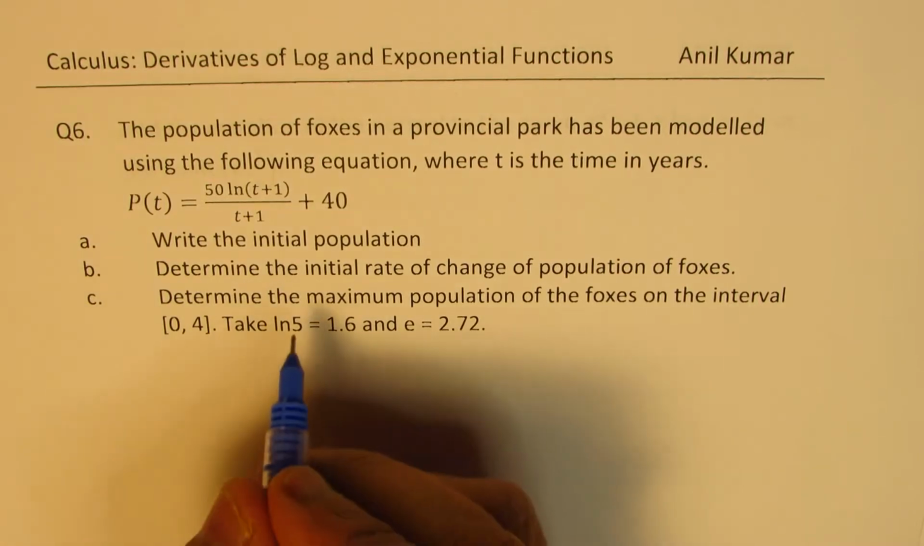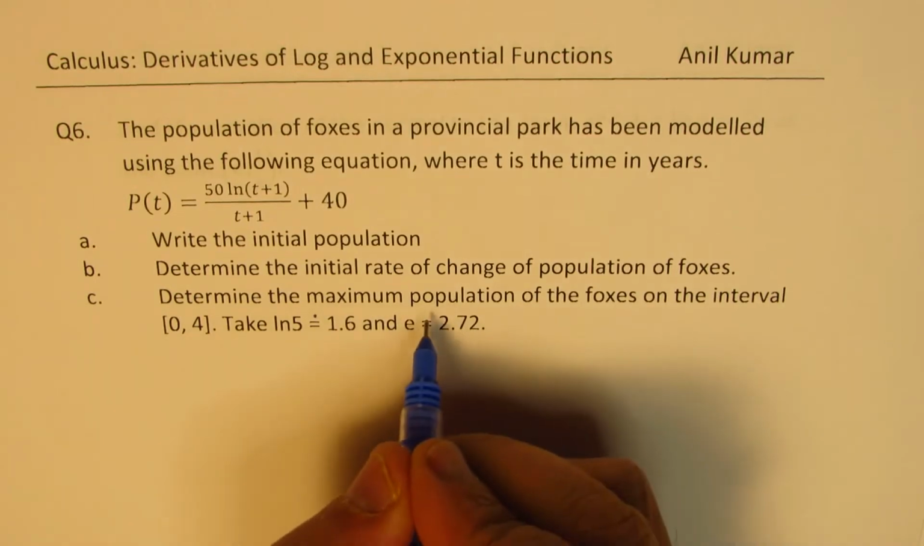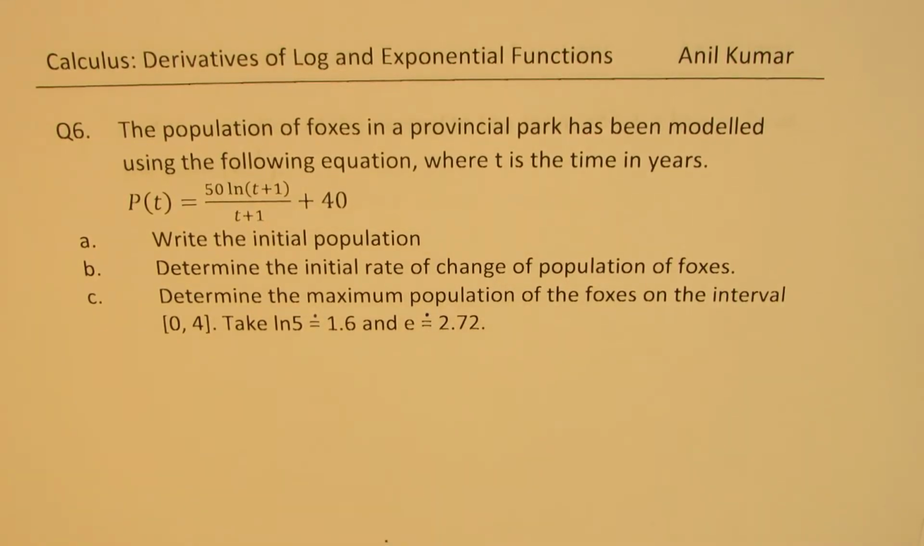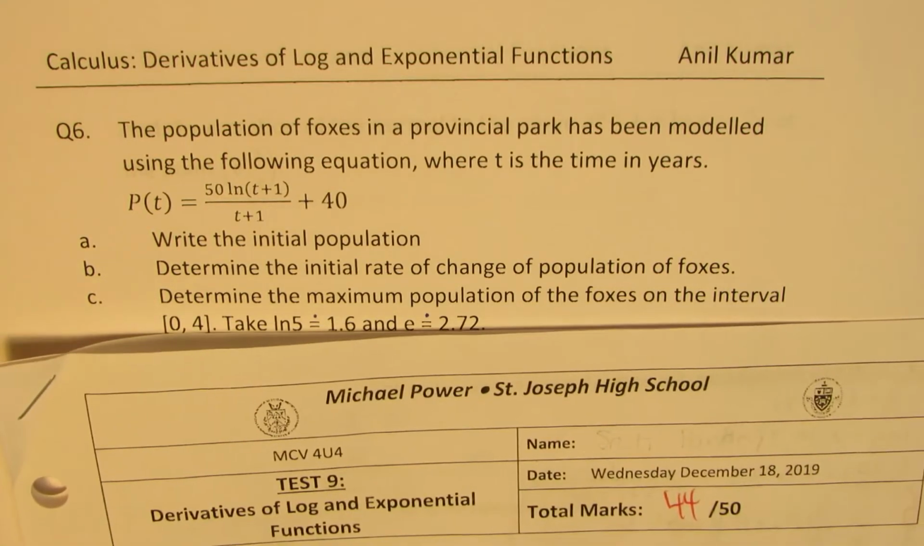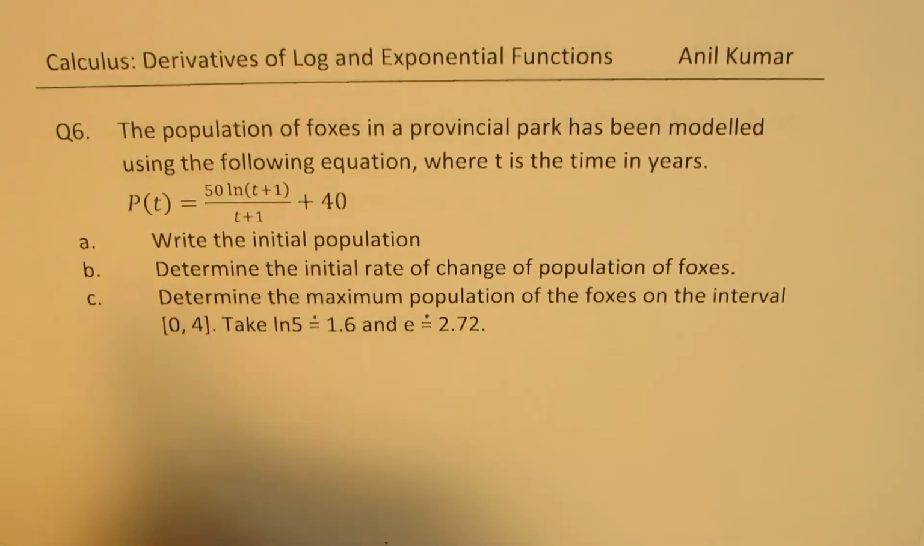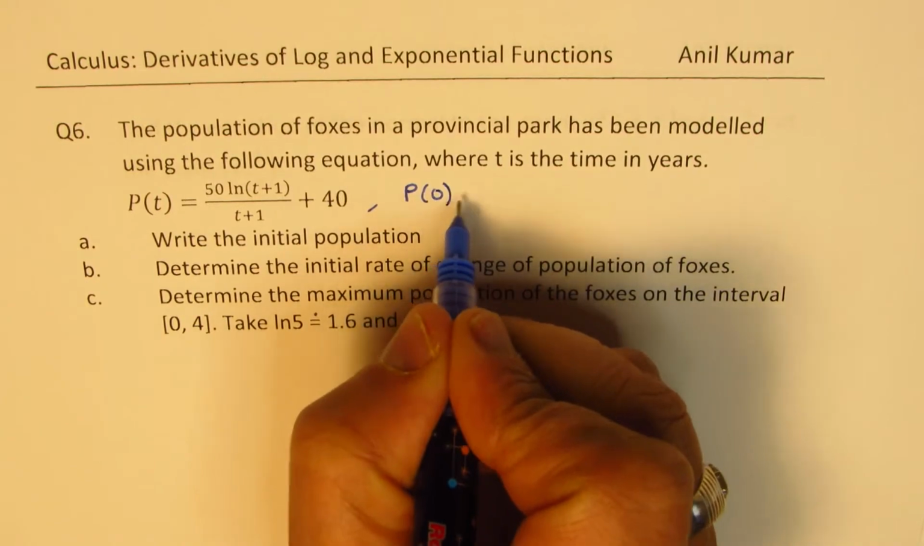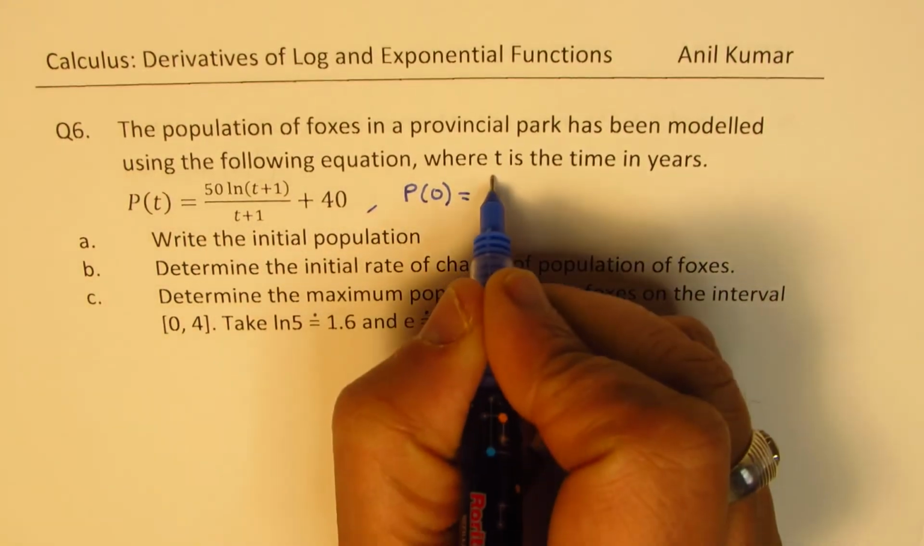Take ln 5 as approximately 1.6 and e as approximately 2.72. Now this is part of a test paper where calculators are not allowed, right? So they have given you approximate values to do the calculation. Part A is write the initial population. So initial will mean t equals 0. So we'll substitute 0 here and then find the answer.